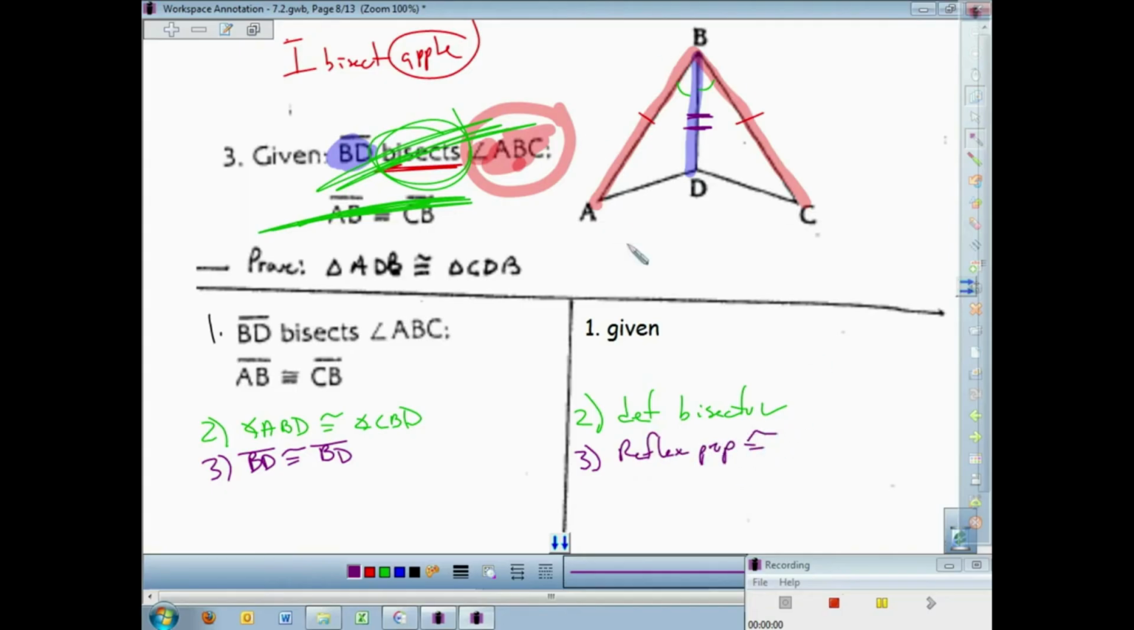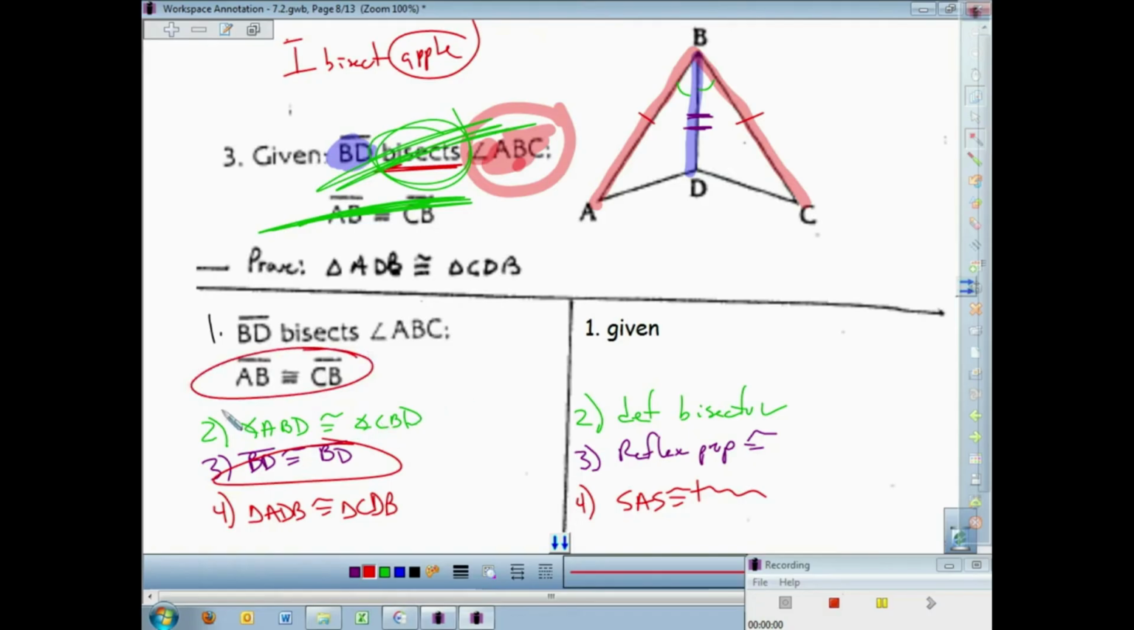And now, do I have enough information? Boom, side, angle, side, holla. So step 4, triangle ADB is congruent to triangle CDB by the side, angle, side congruence theorem. Just to check, to use side, angle, side, you need two different sets of sides and one set of angles. So they don't have to be in any particular order. They just have to be in the proof.